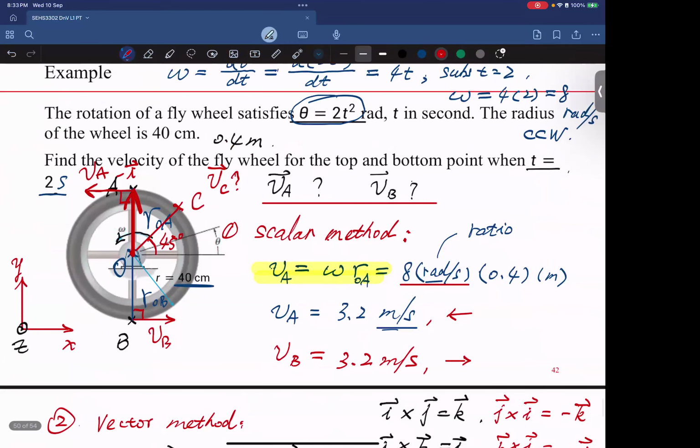For this point C, we just follow that way, right? And we know the v_C vector is omega k cross r_OC. So from O to C, what is the position vector from O to C?